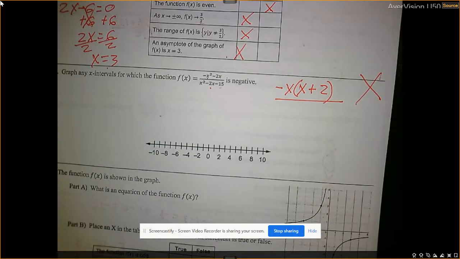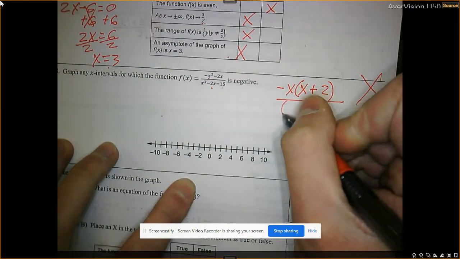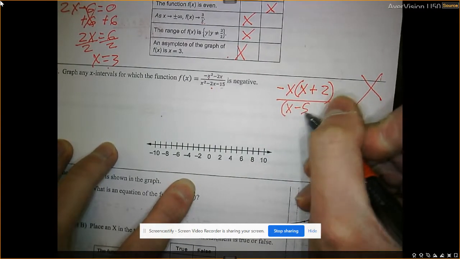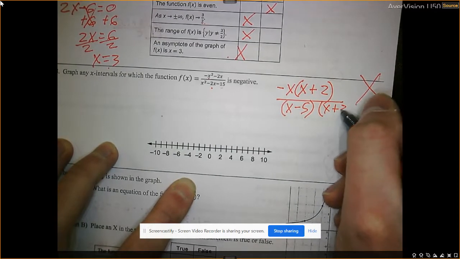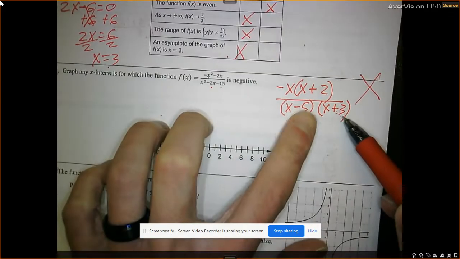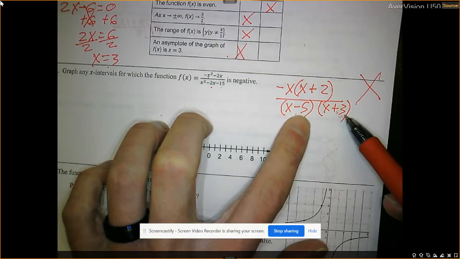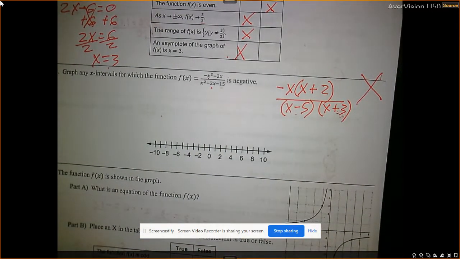This is good practice. You need to make sure your factoring never goes away in algebra, so make sure you can factor. Pause, think of what multiplies to negative 15 and adds to negative 2, and you should come up with negative 5 and positive 3. These two are what multiply to negative 15 and add to negative 2.